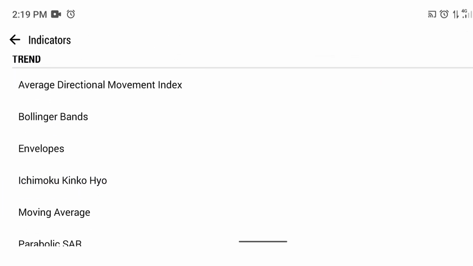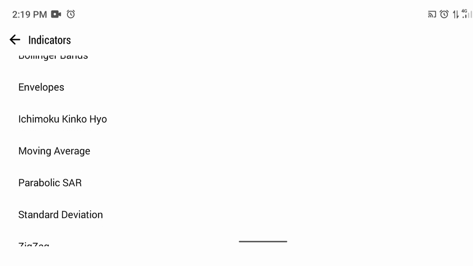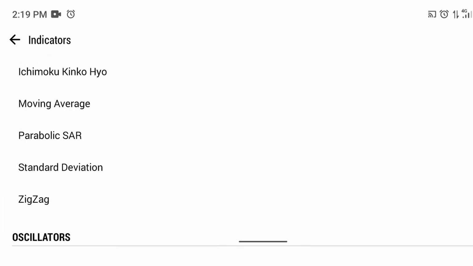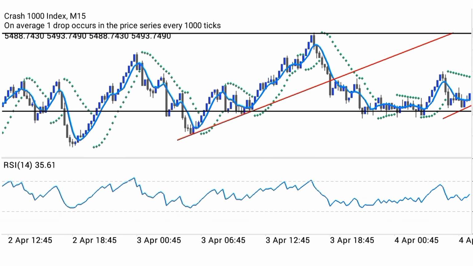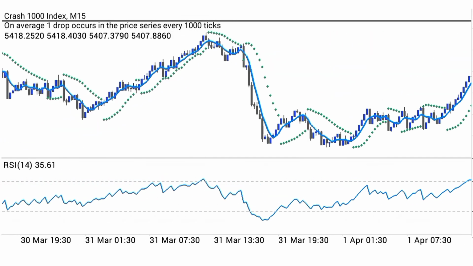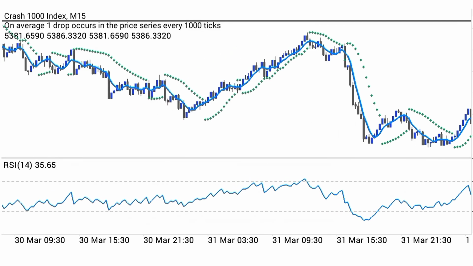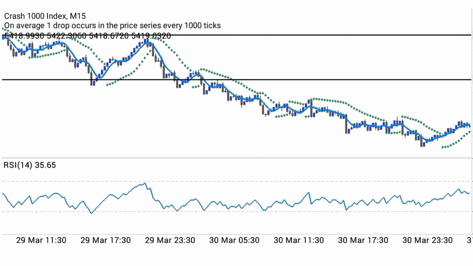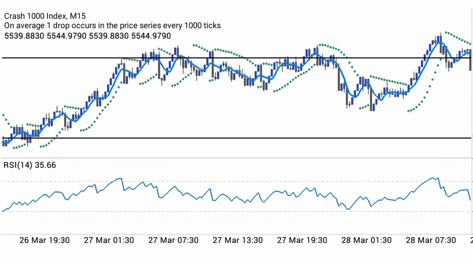We have the average, we have Bollinger Bands, we have envelopes, we have the Ichimoku indicator, we have moving average, we have parabolic SAR, like a lot of them. If you add them on the charts, you'll get many, many different parameters on the chart. You can trade them, and if you want to master them, you focus on it and learn them to master them. But the main thing is to make sure that your strategy is giving you profit.